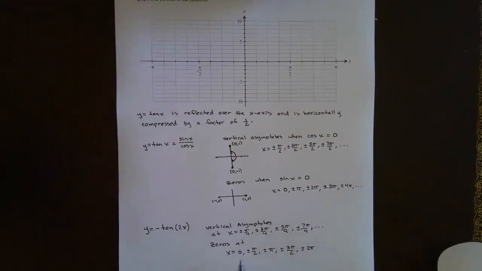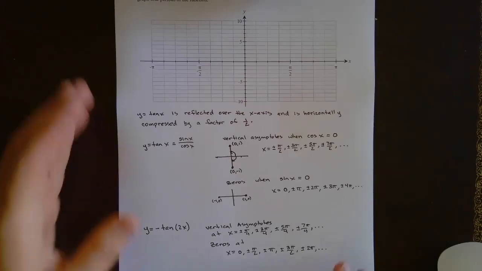Okay, so we have zeros at, like I was saying, what I'm doing is taking each of these and taking half of it, okay? So half of 0 is 0. Half of plus or minus pi is plus or minus pi over 2. Half of plus or minus 2 pi would be plus or minus pi. Half of plus or minus 3 pi would be plus or minus 3 pi over 2. And then half of plus or minus 4 pi would be plus or minus 2 pi, and so on. Sorry, you couldn't see that. Okay, so now we can put in all the vertical asymptotes and all the zeros.